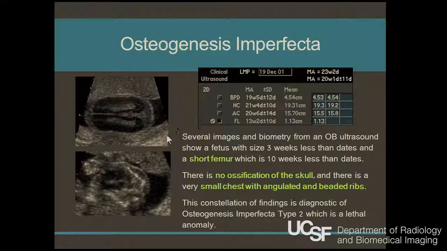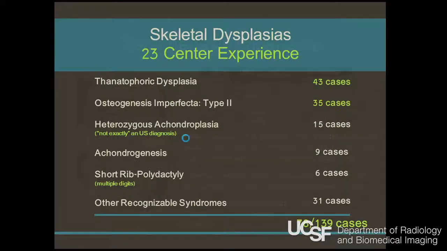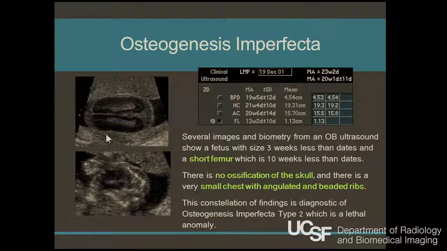In this case, we see beaded, broken, angulated ribs, and there's no skull ossification. The reason this picture looks so nice of the brain is because there's actually no skull here, and you see the upside ventricle normally and the downside ventricle normally, and all the brain parenchyma just looks hypoechoic.